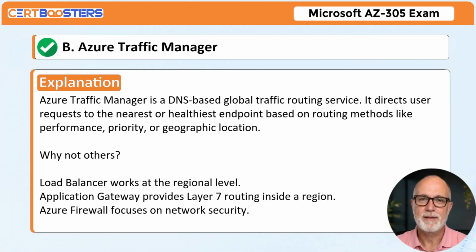Azure Traffic Manager. Explanation: Azure Traffic Manager is a DNS-based global traffic routing service. It directs user requests to the nearest or healthiest endpoint based on routing methods like performance, priority, or geographic location. Why not others? Load Balancer works at the regional level. Application Gateway provides Layer 7 routing inside a region. Azure Firewall focuses on network security.